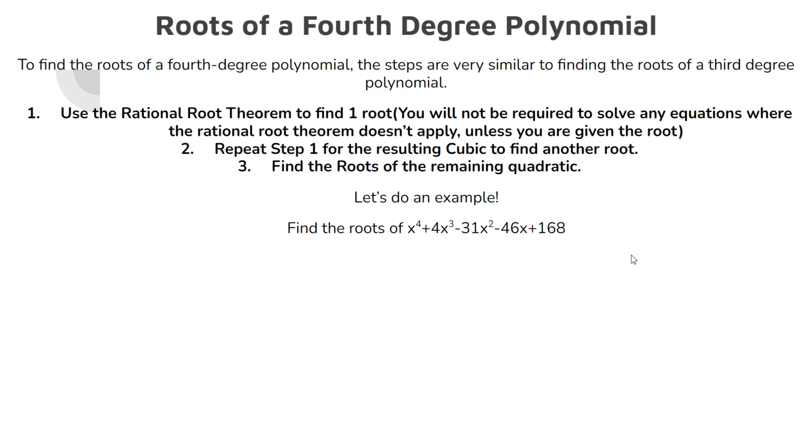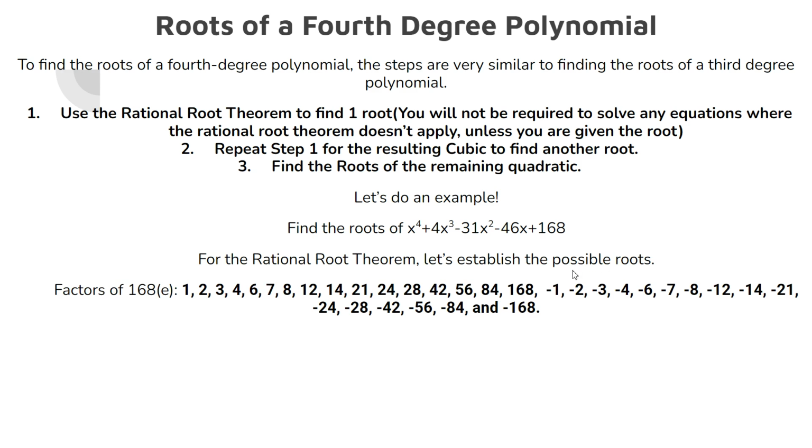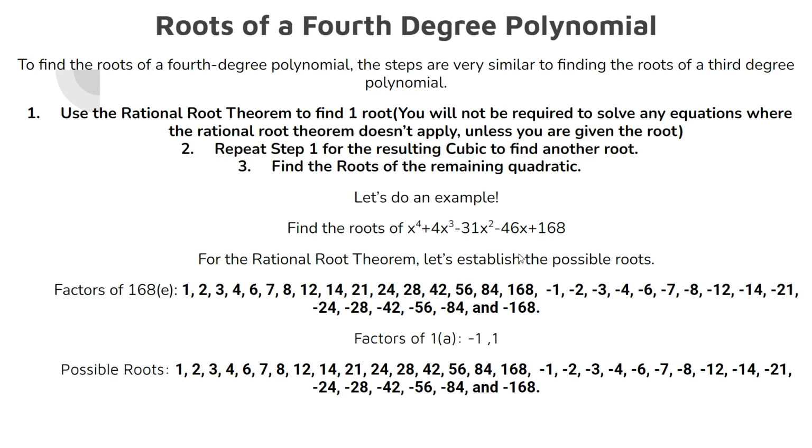So let's do an example. Using the rational root theorem, I am going to be honest, I'm not going to say all these roots. I'll say the factors of 1, which is a, are negative 1 and 1. So these are all possible roots.